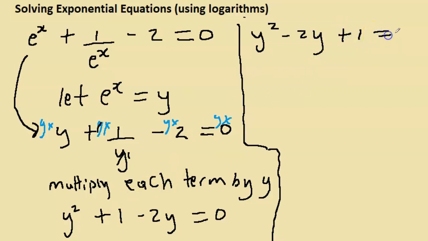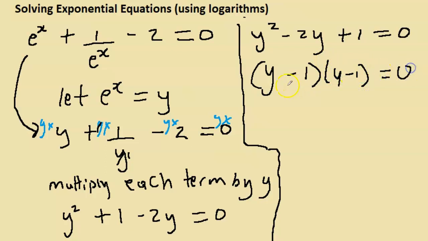Of course, we can use many methods: factorization, completing the square, or the quadratic formula. I'll be using factorization. We can notice this is what we call a perfect square. So if I factorize, I will end up with y minus 1 times itself, or you say y minus 1 all squared. Good? So we equate the bracket to 0. Both brackets are the same thing, so hence we have y equal to 1.